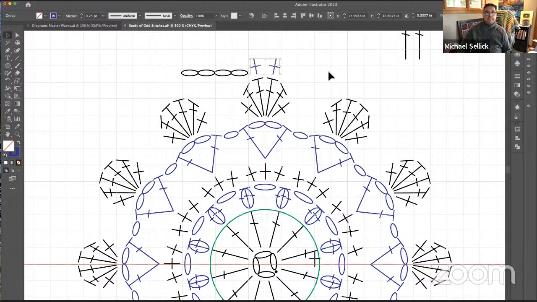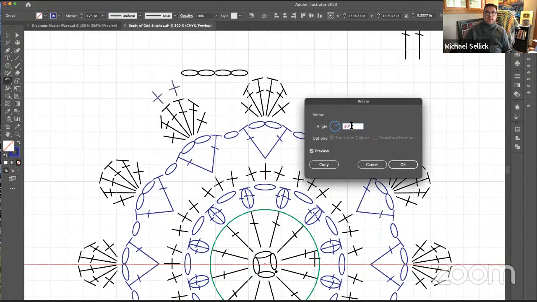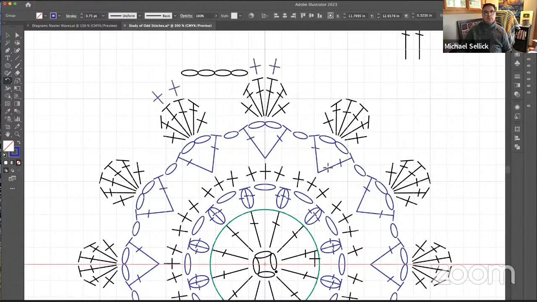Let's try it again. I rotate. I move the center point down. So there, and then there's 360 degrees divided by 12 points of the clock. And then I copy it, and I'm copying it around. I'm doing that because I want to see where this chain 4 goes into place.